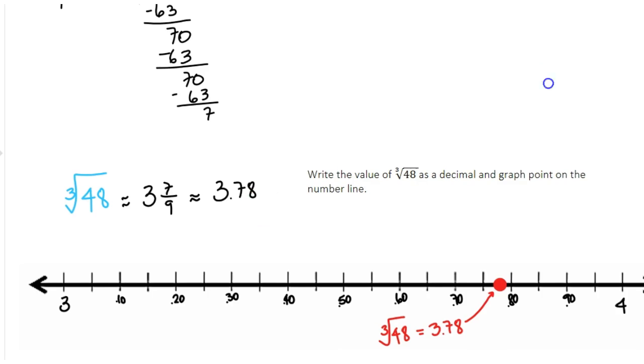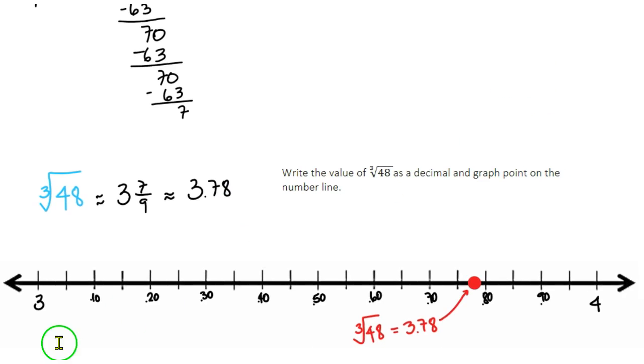So then we come to our number line. Here is integer 3, and then here is integer 4. The guys in between are decimals. So 3.78 will be, we find this 3.70, 75, 76, 77, and 78 right here. So the cube root of 48 is found right here on the number line. 3.78.